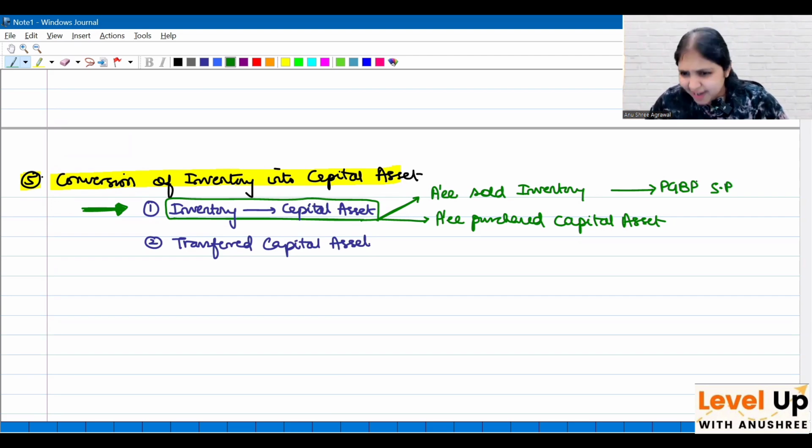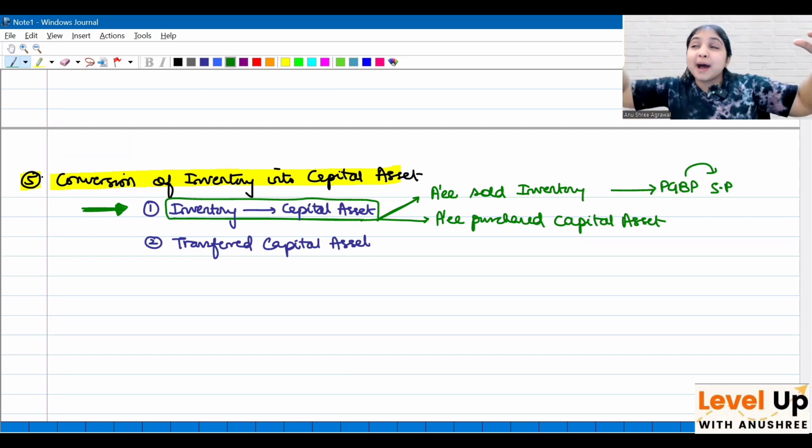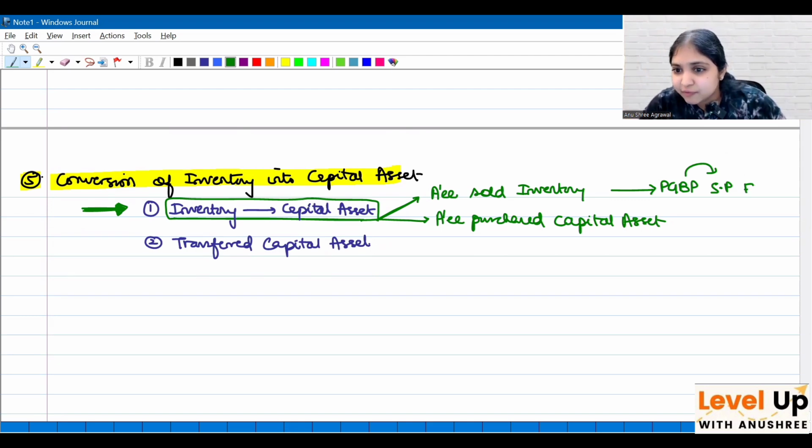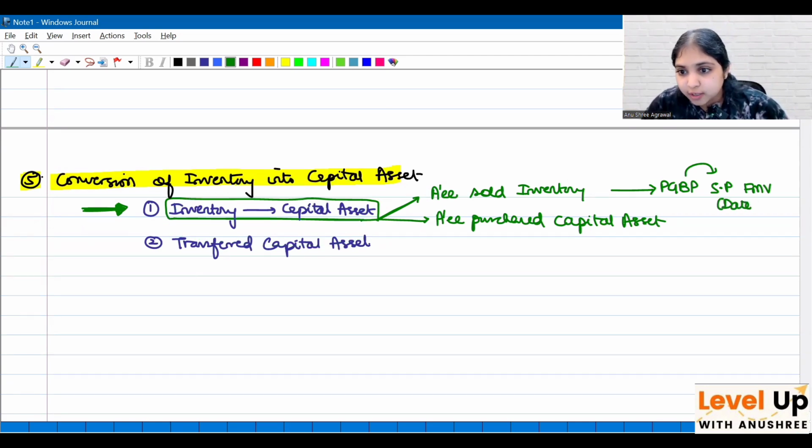Tell me, in reality, did my assessee sell the inventory? No. I am imagining he sold the inventory. So in my imagination, if I go to the market to sell the inventory, at what price will I sell the inventory, guys? I will sell the inventory at FMV. FMV on which date? On the date of conversion. All this is happening on the date of conversion, right? So you will take FMV on the date of conversion. Clear?